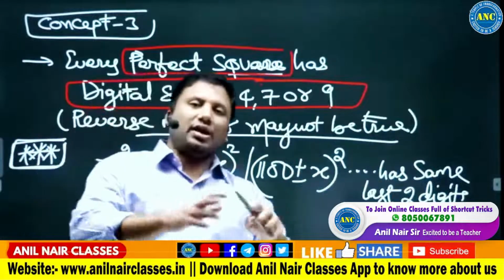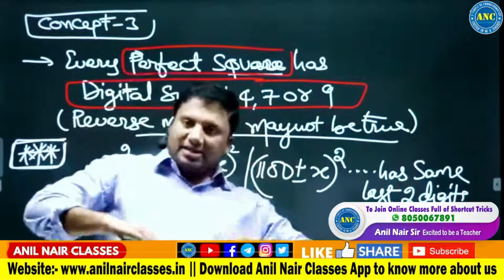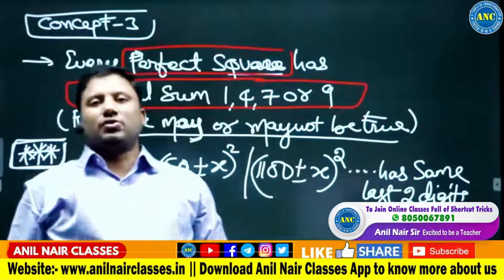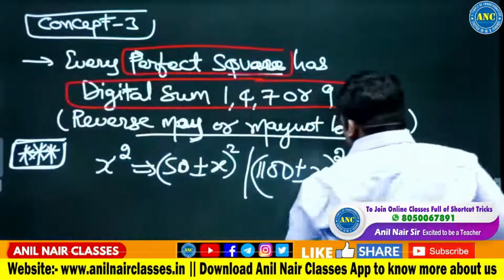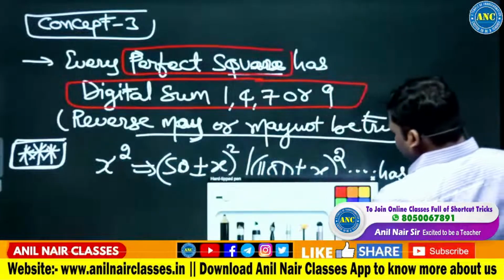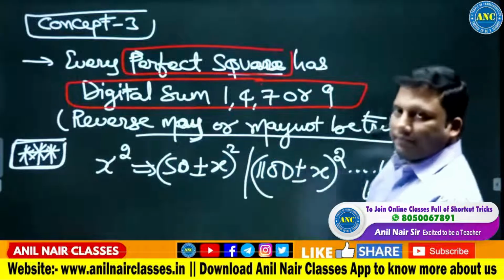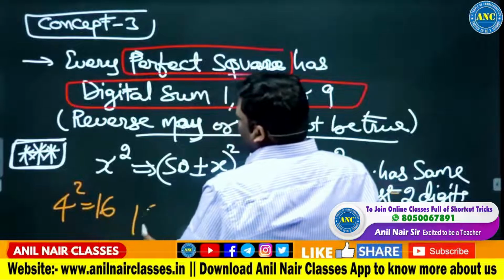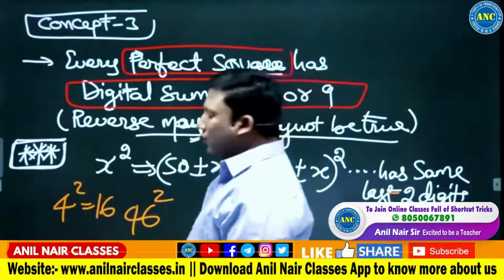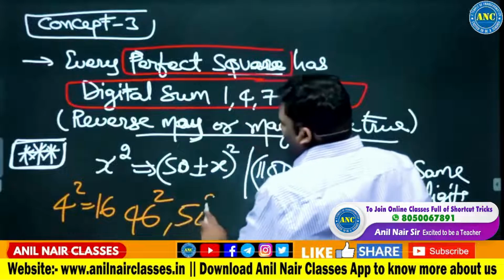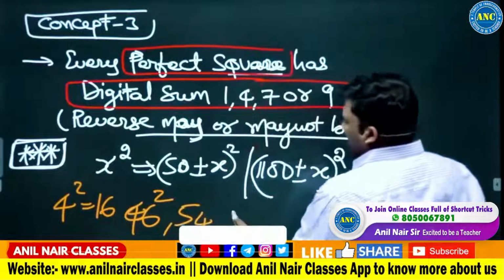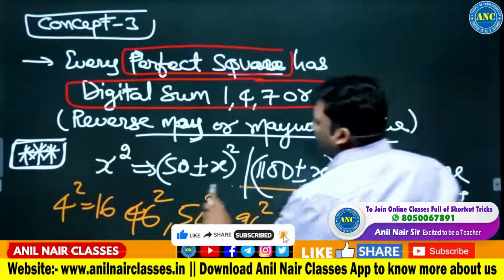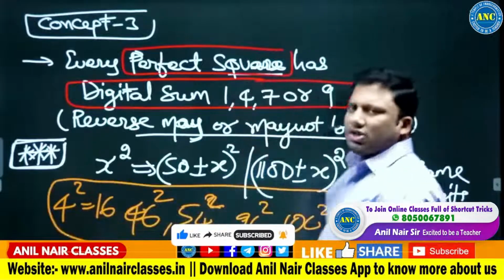You take a natural number x, square it. 50 minus x whole square, 50 plus x whole square, 100 minus x whole square, 100 plus x whole square: the last 2 digits will be the same. That means 4 square is 16. 50 minus 4, 46 square, is 2116. 50 plus 4, 54 square, is 2916. 100 minus 4, 96 square. 100 plus 4, 104 square. All the last 2 digits are the same.